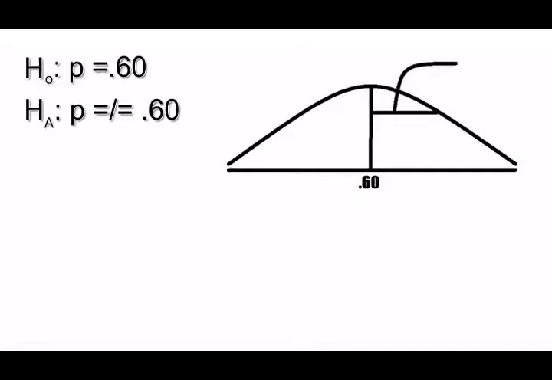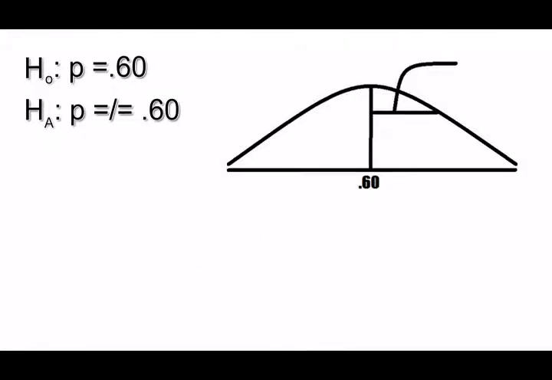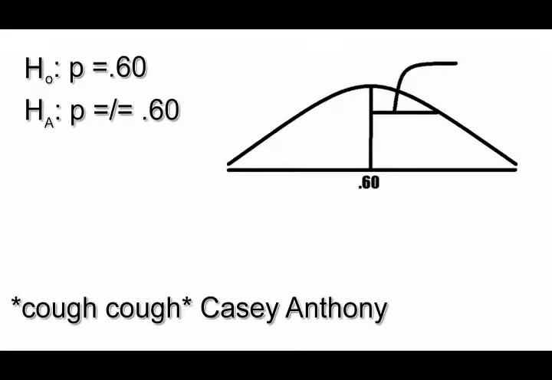Remember though, never accept the null. You can fail to reject, but never accept the H0. Kind of like how a defendant is always determined as not guilty, never as innocent, and I'm sure we can all think of a choice example of this being true.